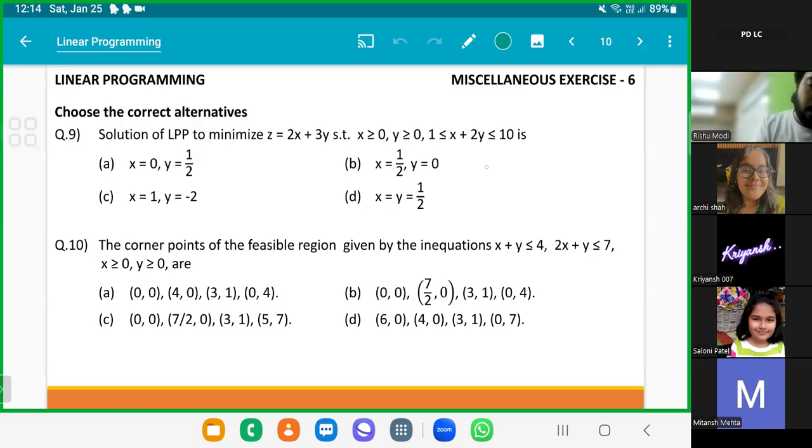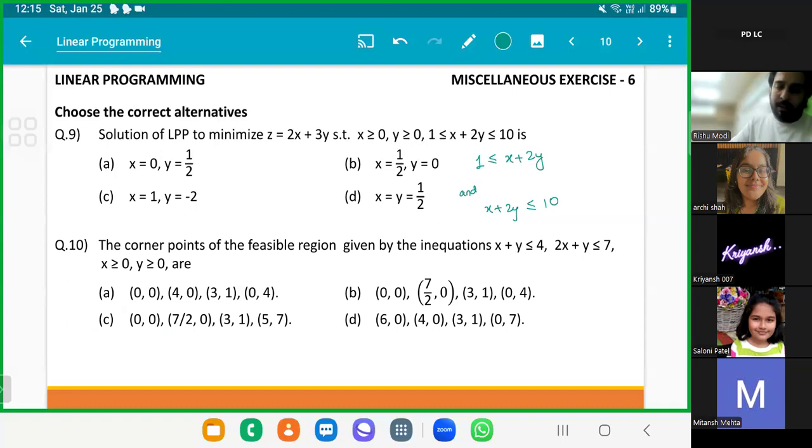Okay. So again, we have two inequations. One is 1 less than or equal to x plus 2y, and the other one is x plus 2y is less than or equal to 10. Right? This is the given question, and you have to solve this and tell me what will be your x and y values. Right? This is the question. How do we solve that? Solution of LPP to minimize this will be what?